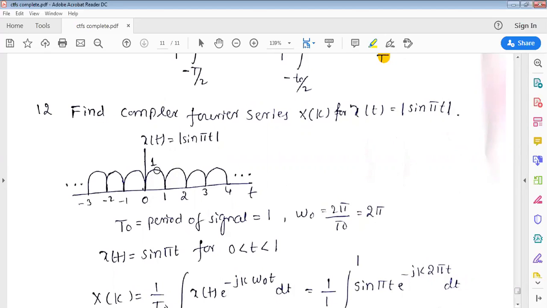Mod is given means you should not draw negative values. All the signal you have to draw is positive values only. So I'll write sine of pi t. What's the period of the signal? It is 1, because for every 1 interval the signal is repeating.